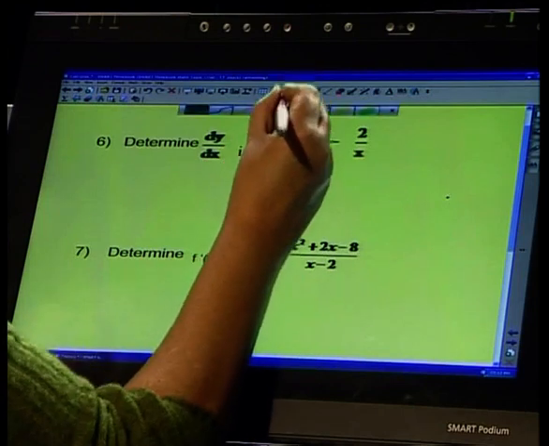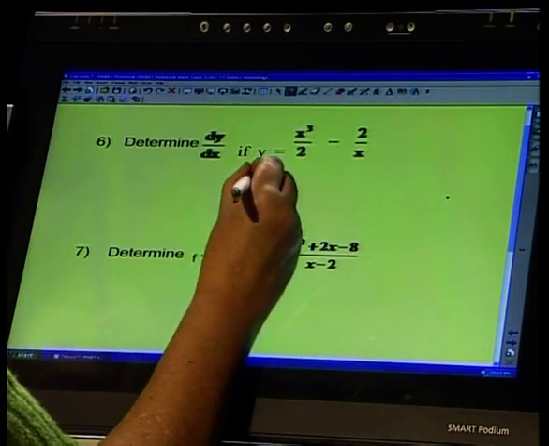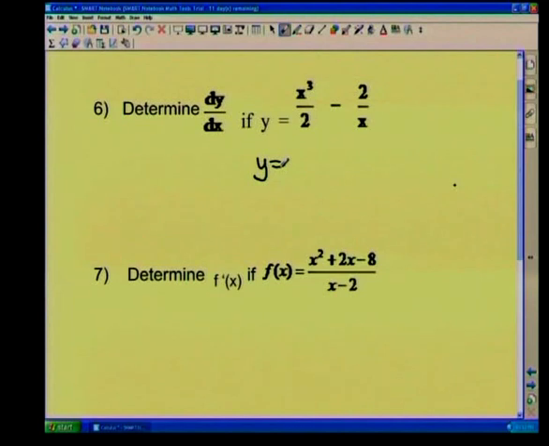Now, it's very important that you separate your numbers from your variables, and you must never have a variable in a denominator. So let's have a look at this first example here. It's beautiful for that. We have y equals. The first thing I'm going to do is say this can become a half x cubed. And this is going to become minus 2x to the minus 1. Remember taking the x up and separating the half out. Now at this stage, I'm ready to do my derivative.